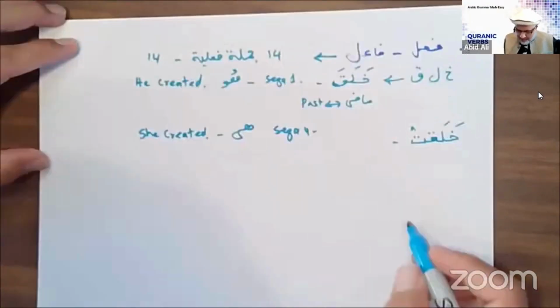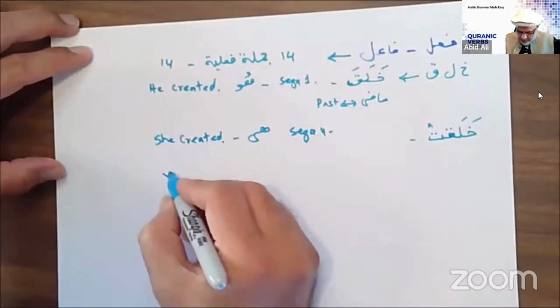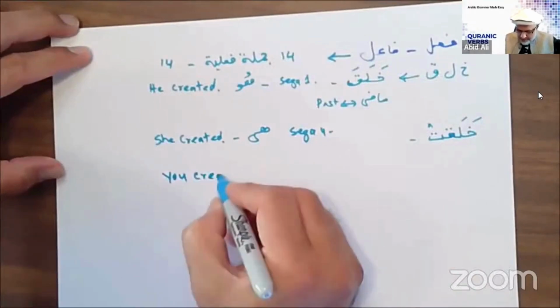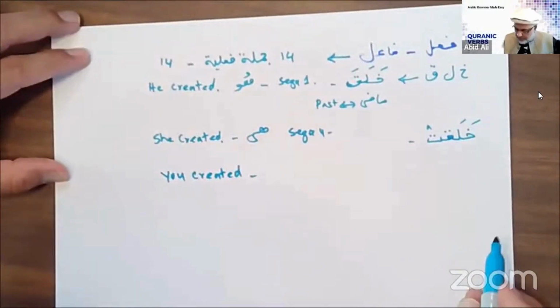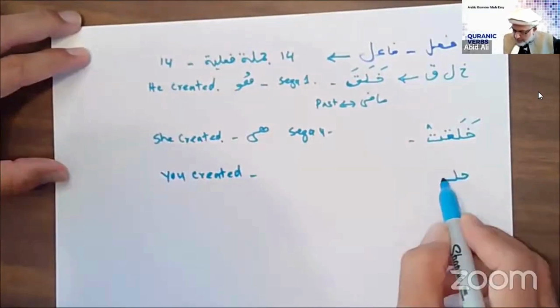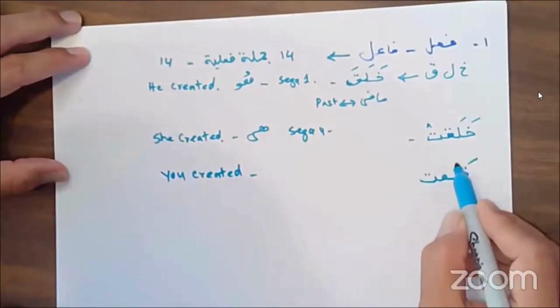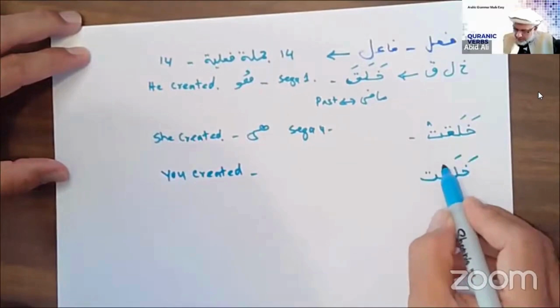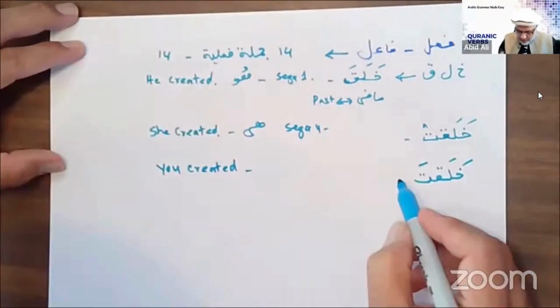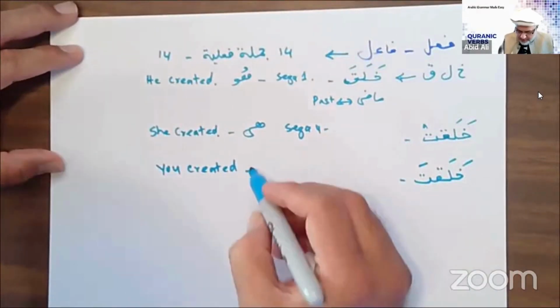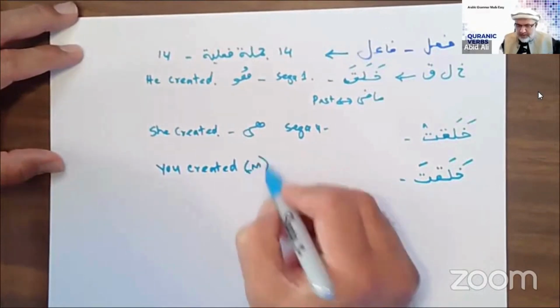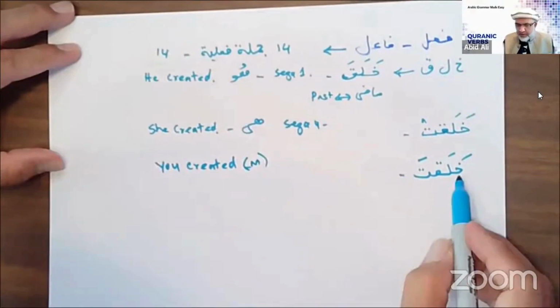Okay, so if I want to say "you created," what am I going to look for? I'm going to look for khalaqta. Yes. You created. Am I asking a male or a female? So if I say you created, male, then it will be khalaqta.